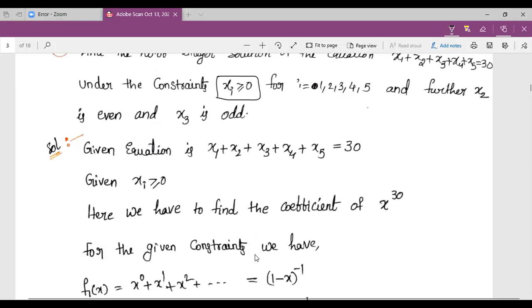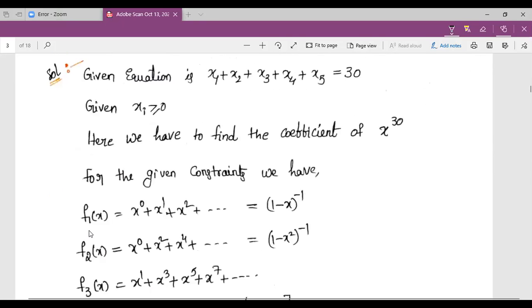For the given constraints, we write the functions directly, because there is no individual constraint here. F1(x) = x^0 + x^1 + x^2 + x^3 + x^4 + x^5 and so on.